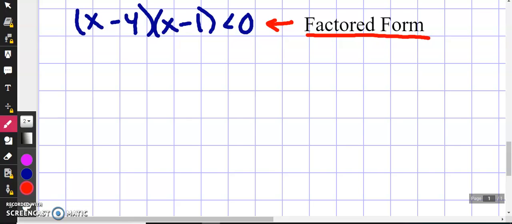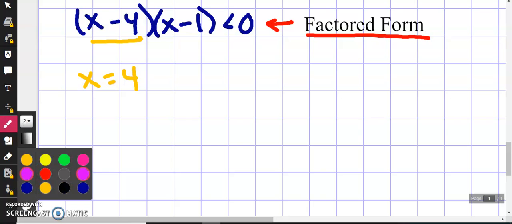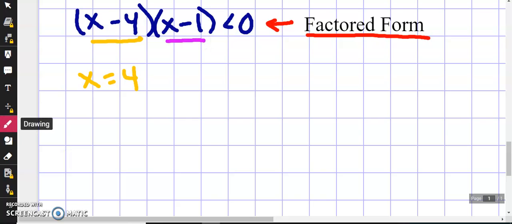So once again, from the factored form, we find the values of x that make each factor equal to 0. If I see x minus 4, I know x needs to be equal to positive 4 because 4 minus 4 is 0. I know that if I see x minus 1, x needs to equal positive 1 because 1 minus 1 is 0.